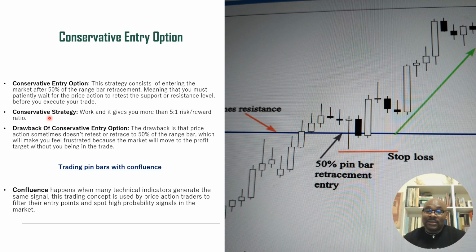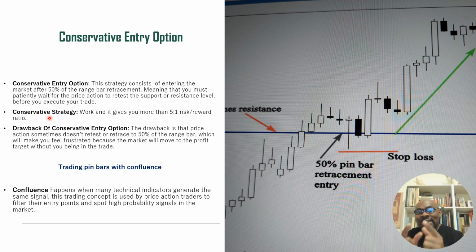But the downside of it is that sometimes price action does not retrace, it just moves. Most especially at that level, the bigger guys. When I say bigger guys, we are referring to financial bodies like banks, big players in the market, because those ones have money, even governments. They do trade. They have people who trade, they have bodies who trade for them.